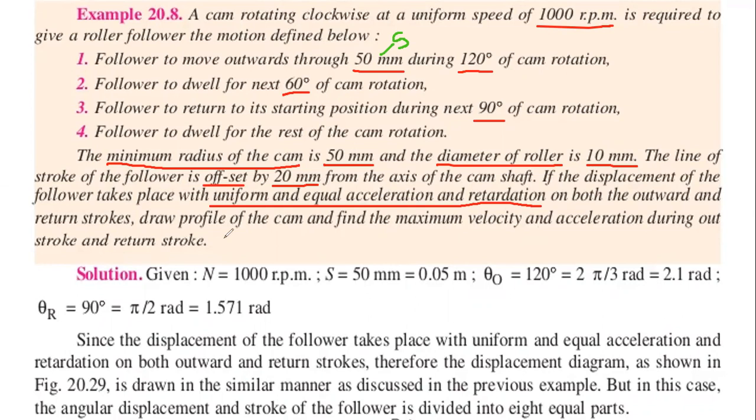So this is the question given. We have to take the inputs from that. The given speed, n, is equal to 1000 rpm, which we will convert later. Next, capital S is equal to 50 mm. That is the stroke of the follower, and we are going to convert it into meters also, that is 0.05 meters.